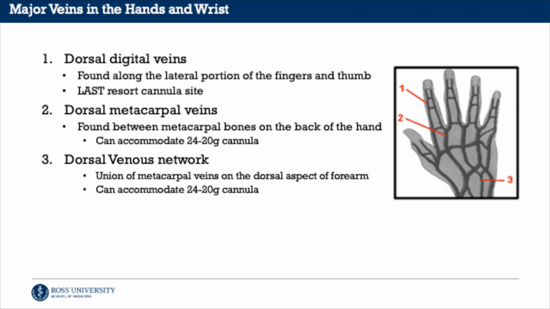The dorsal digital veins, which are found along the lateral portion of the fingers and thumb, are generally a last resort cannulation site. The dorsal metacarpal veins are found between the metacarpal bones on the back of the hand and can accommodate 24 to 20 gauge cannulas. The dorsal venous network is a union of the metacarpal veins on the dorsal aspect of the forearm. It can also accommodate 20 through 24 gauge cannulas.